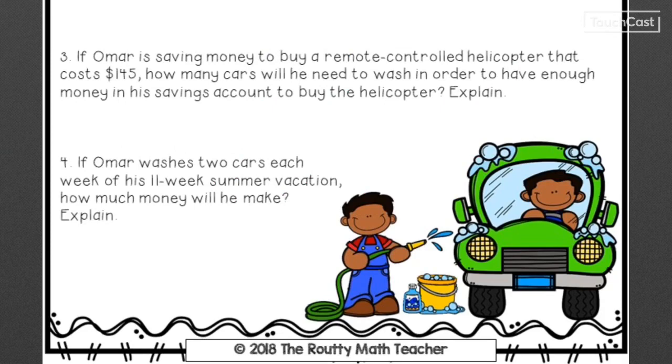Now let's talk about this second word problem. If Omar washes 2 cars each week of his 11-week summer vacation, how much money will he make? Explain. We need to start by coming up with an equation to help us understand this, because that's a lot of different numbers to really solve the problem.